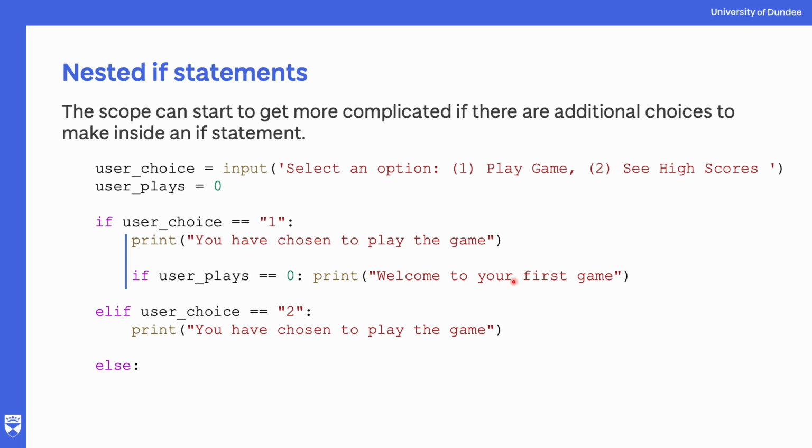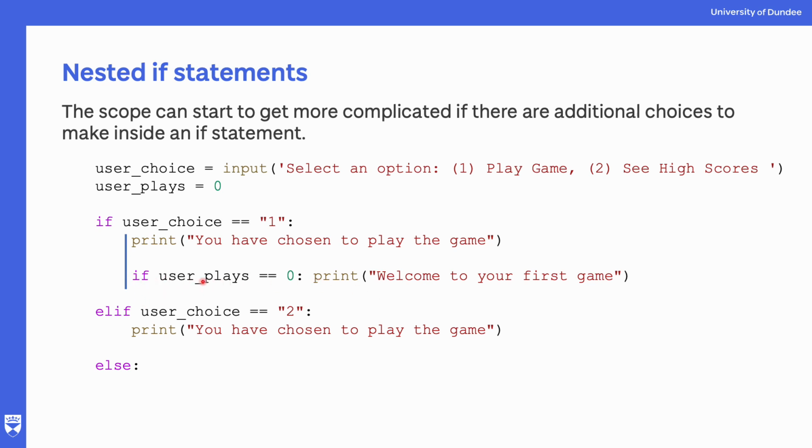If it's 0, I want to say, welcome to your first game. Let's say that the user plays the game. User plays becomes 1. The next time they press to play, it will say you've chosen to play the game, but this bit here won't be true, because user plays will not be equal to 0. We've just played the game and made it 1, so we would simply skip past that part.